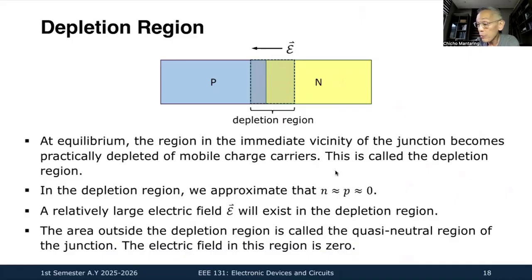Anyway, what do we call this? We call this the depletion region. And in the depletion region, we approximate the electron concentration to be equal to the hole concentration to be equal to 0. And there will be a large electric field, a relatively large electric field in this direction, the direction being from your N side to your P side. Now, outside of the depletion region, you call this the quasi-neutral region here and here. There will be no electric field there. The electric field in that region is going to be equal to 0.